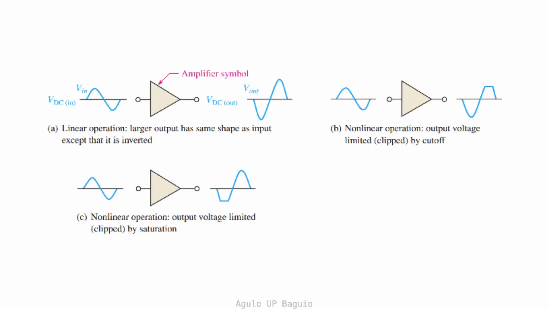In the second figure to the right, you see the same output signal with larger amplitude than the input signal, but with a portion of the signal clamped. The amplifier is biased incorrectly and is operating in the cutoff region. In the third figure at the bottom, we have the same output signal, again with a portion of the signal clamped. The amplifier is again biased incorrectly and is saturated.